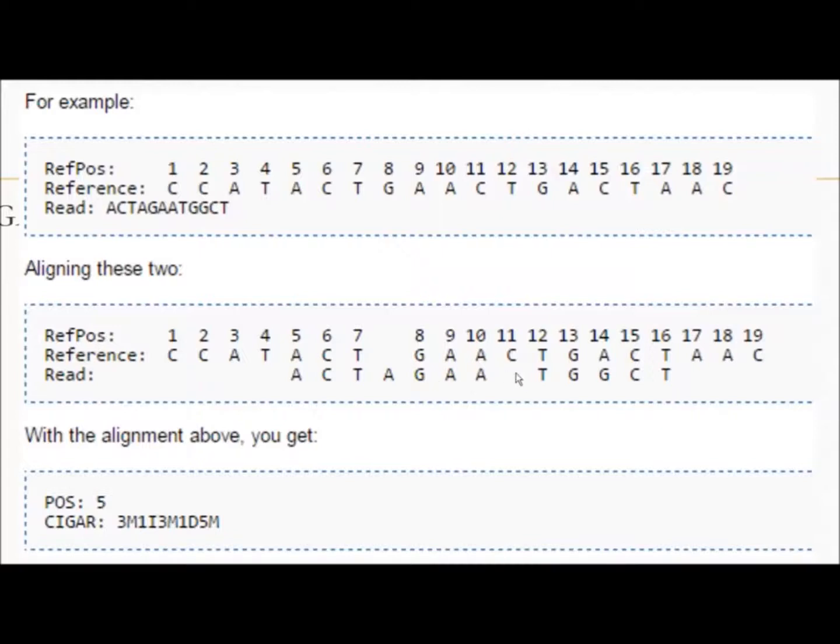Then we have to put a gap in here so that the rest of the sequence can match, and that, in the case of our read, is a deletion. And then the next is 5M. Five of the nucleotides in that sequence are matching. Okay, and that's why the score.